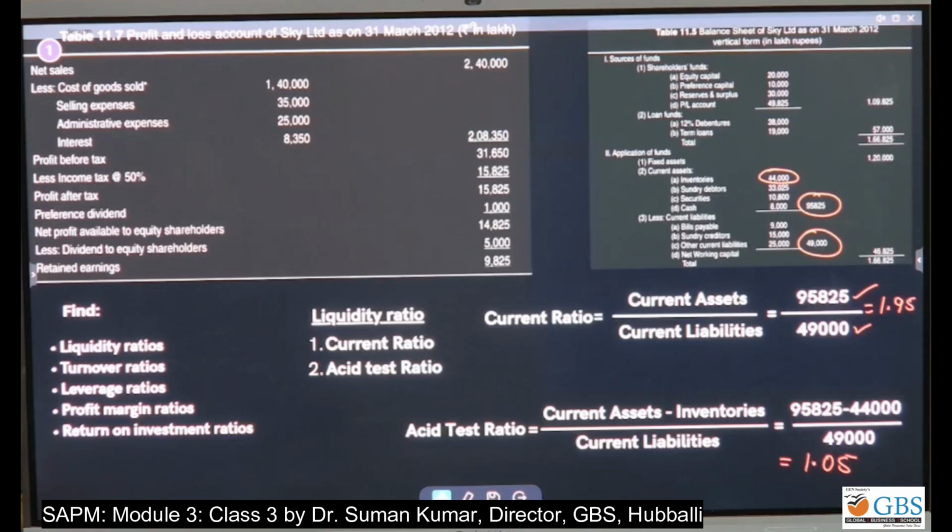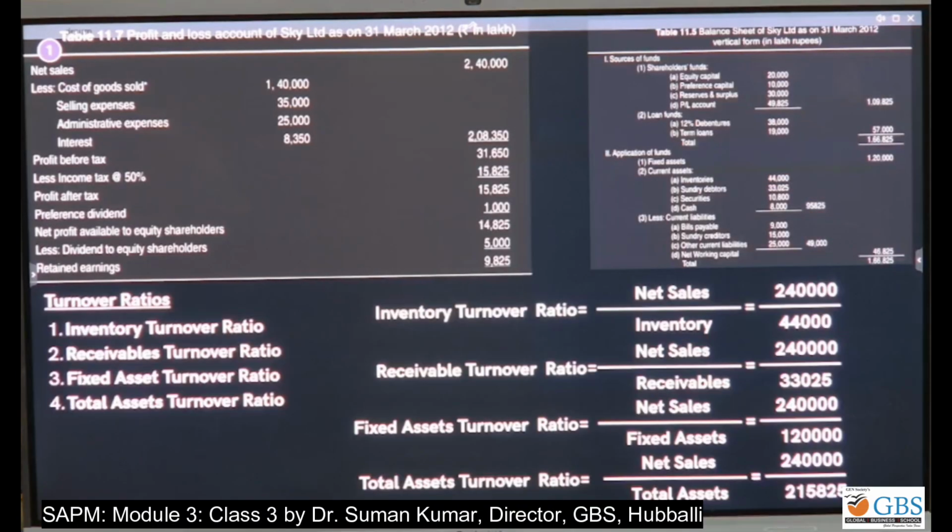So we found out. Now let us understand turnover ratio. In turnover ratio, there are four types we can learn: inventory turnover ratio, receivable turnover ratio, fixed asset turnover ratio, and total asset turnover ratio. So inventory turnover ratio is net sales divided by inventory.